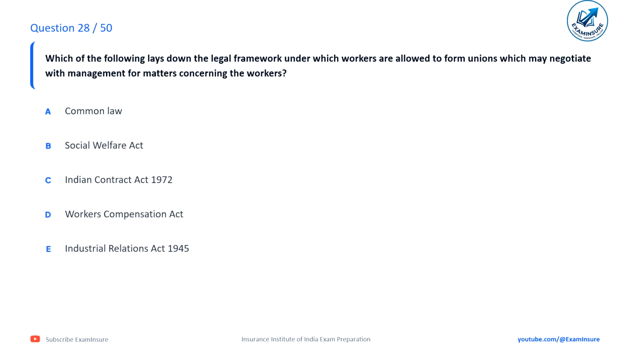Which of the following lays down the legal framework under which workers are allowed to form unions which may negotiate with the management for matters concerning the workers? Common Law Social Welfare Act, Indian Contract Act 1972, Workers' Compensation Act, and Industrial Relations Act 1945. So a correct answer is Industrial Relations Act 1945.